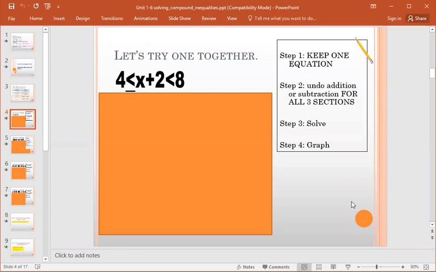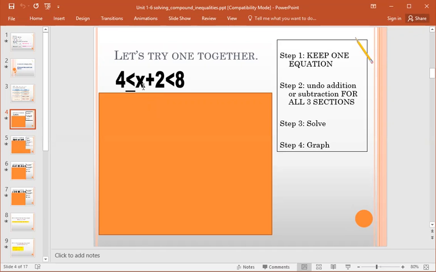The first example is where we have our inequality all written in one line. There are no words of "and" or "or" in our inequality. So our steps: we're going to keep this as one equation. We're going to undo the addition or subtraction for all three sections. Then we're going to solve and graph. So we have 4 less than or equal to x plus 2 less than 8.